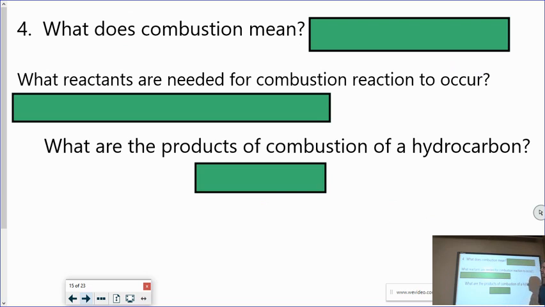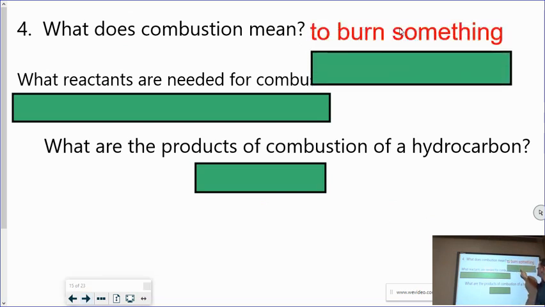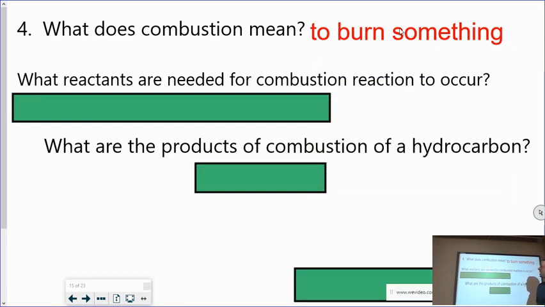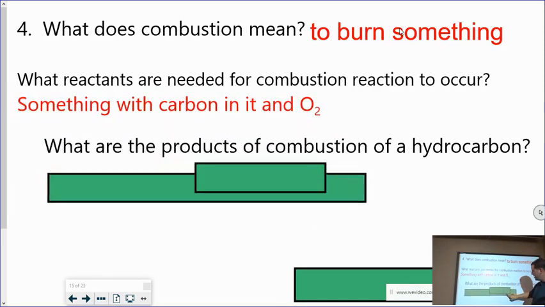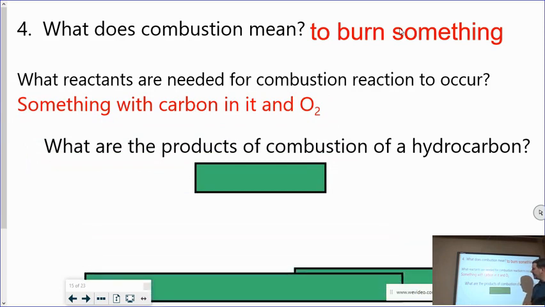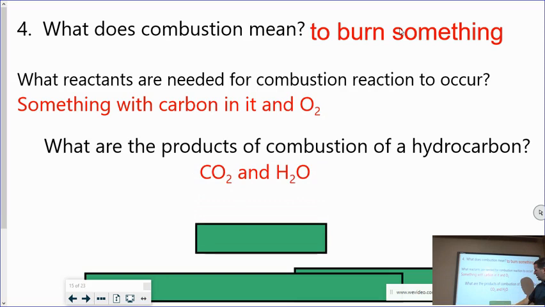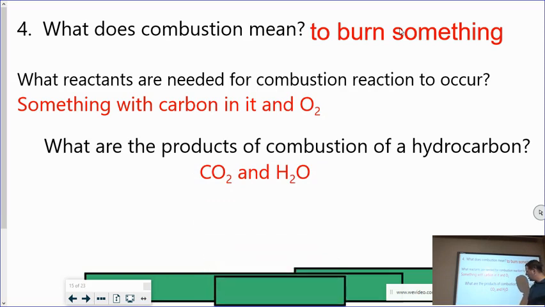What does combustion mean? Well, combustibles, a combustion reaction, internal combustion engine, all those things mean to burn something. What reactants are needed for combustion to occur? Well, if you don't have oxygen, you can't have the reaction occur. And then we define combustion as basically carbon burning with oxygen, or reacting with oxygen. And what are the products of combustion? Carbon dioxide and water. And we hear about the internal combustion engine producing a lot of CO2, leading to global climate change.